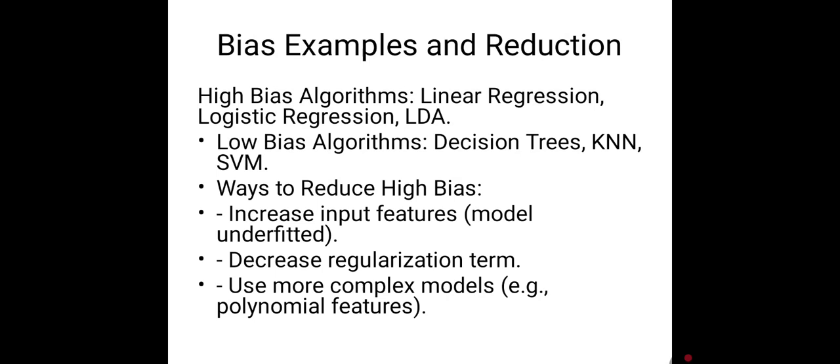Some algorithms naturally have a higher bias, for example, linear regression, logistic regression, and LDA. These models are simple and may not capture complex patterns. Low bias algorithms include decision trees, KNN and SVM. If a model has a higher bias, here are some ways to reduce it. First, increase the number of input features, decrease the regularization, and use a more complex model, like adding polynomial features. These changes help the model to fit the data better.